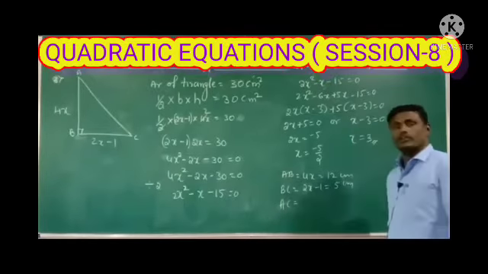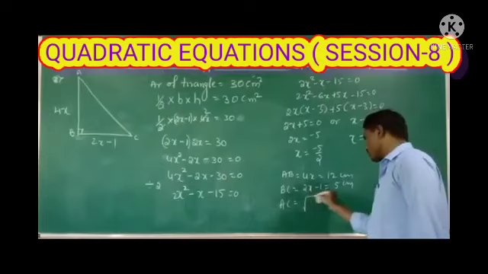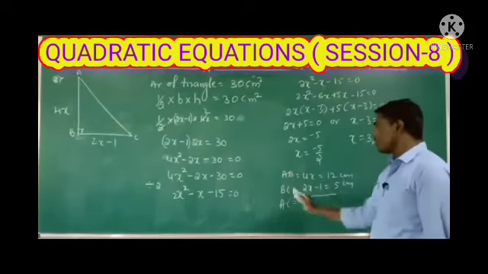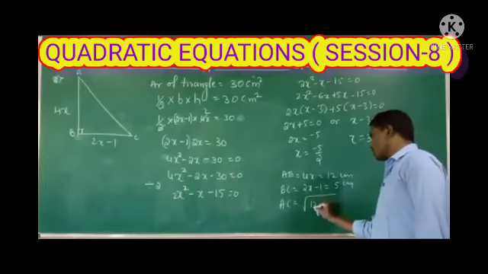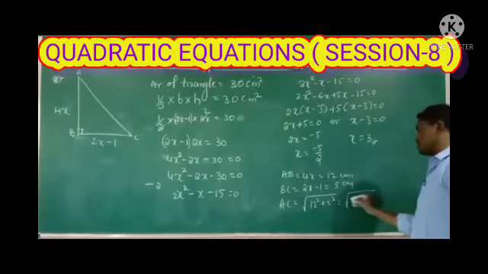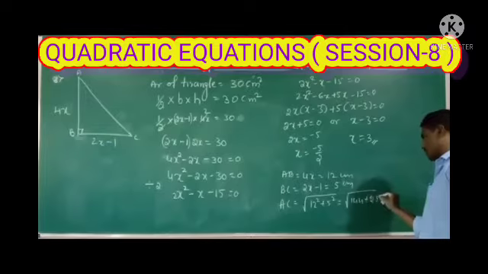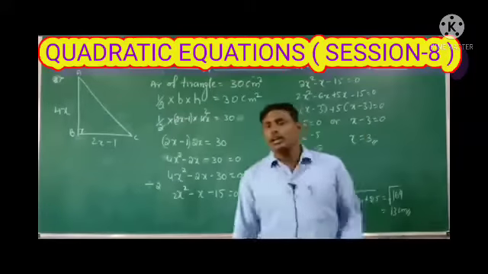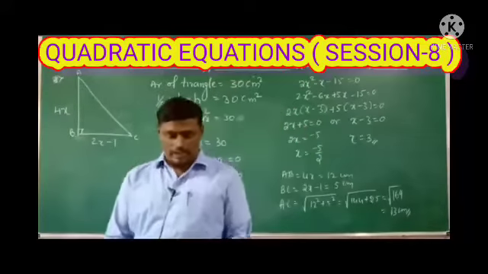AC is equal to, how can you find AC? The square root of AB square plus BC square. It means 12 square plus 5 square, that is equal to 144 plus 25, which is equal to 169. The square root of 169 is 13 centimeters. Okay, so these three are the required lengths of the right angle.